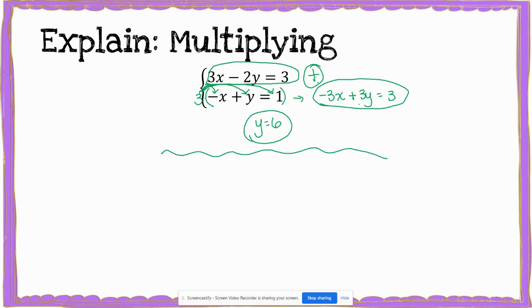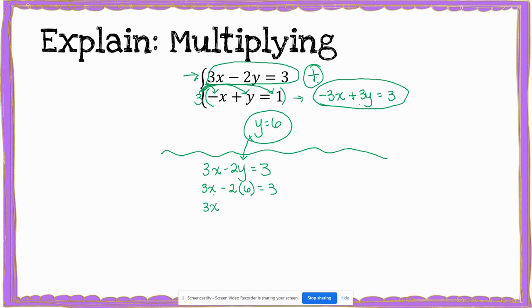Now we can use that to find x. So we're going to use our first equation, which was 3x minus 2y equals 3. And we're going to plug in 6 for y. Well, that's 3x minus 2 times y, but we know that y is 6.